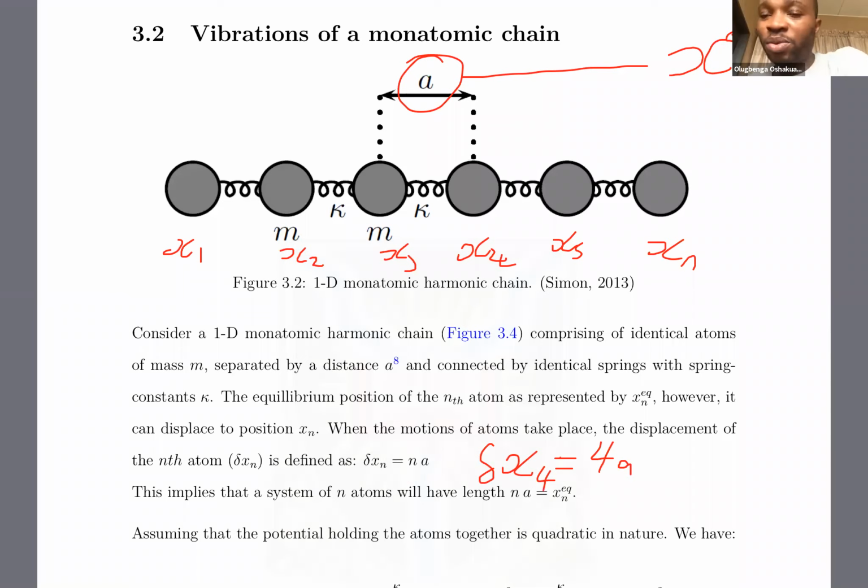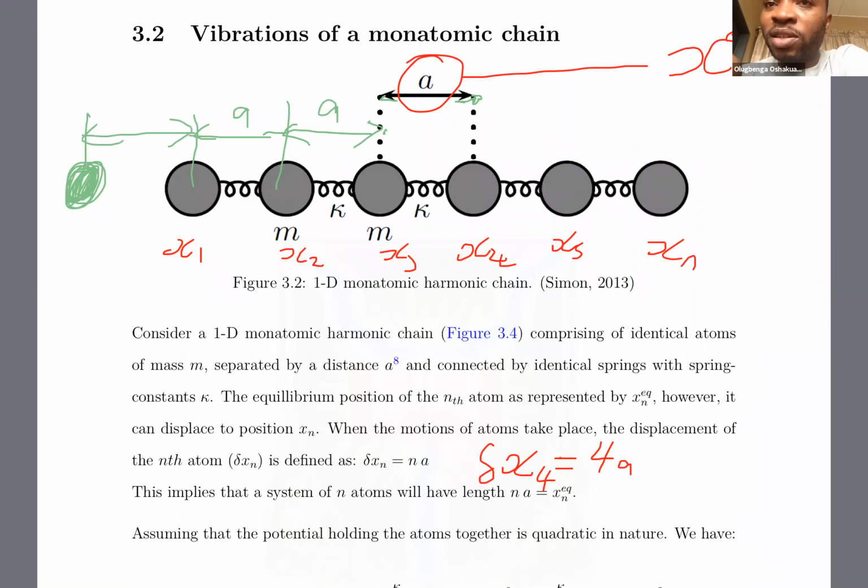And what does that even mean? It means that from this point to this point is distance A. Here to here, also distance A. This point to this point has been labeled as distance A. But from the zeroth atom to this point, we can also call it distance A. So from the origin at x of 0 to x4, we will be having A plus A plus A plus A, which will be 4A.